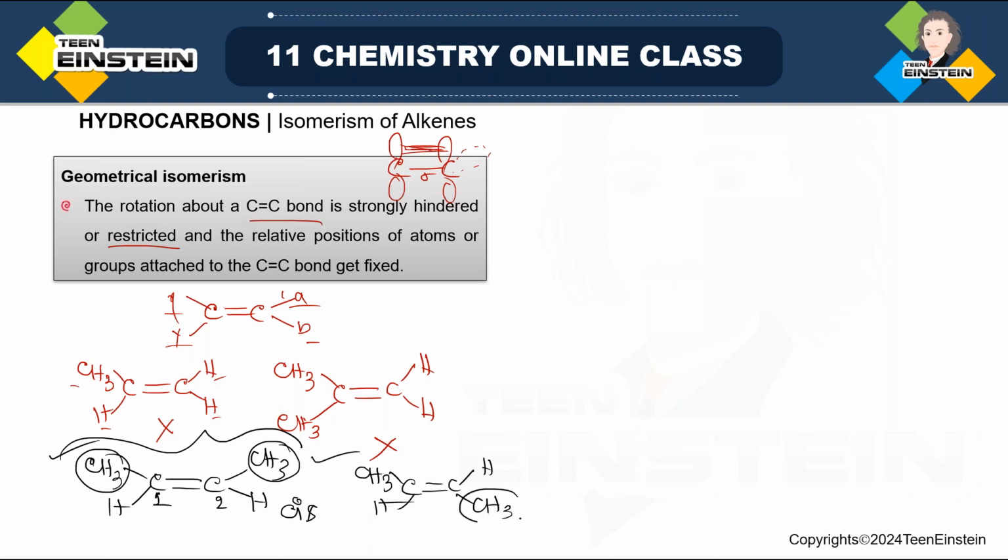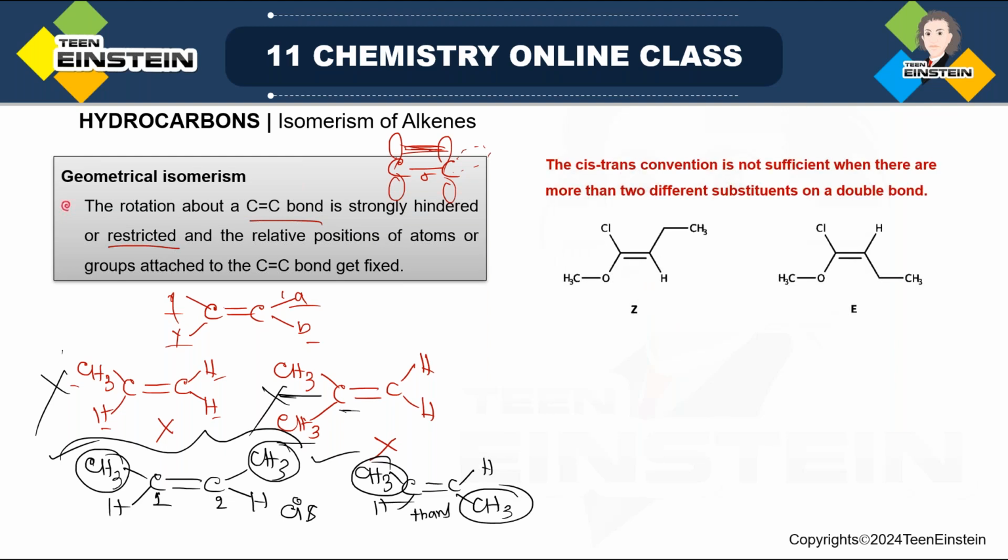Now the two higher groups are on the opposite side. That is the reason it will be trans. And remember, in these cases cis-trans isomerism is not possible because you have two similar groups attached to carbon, whether it is methyl or any other alkyl group or hydrogen. But similar groups attached to carbon, then cis-trans is not possible.